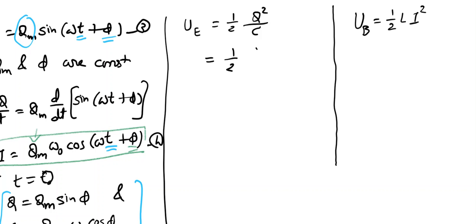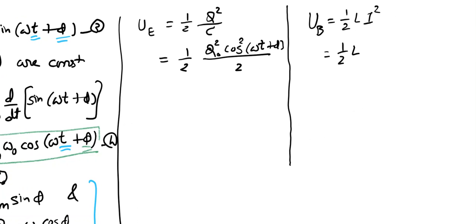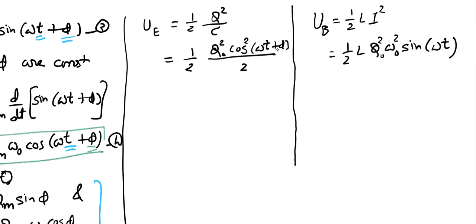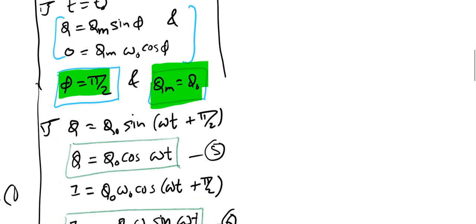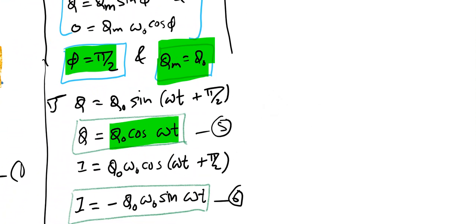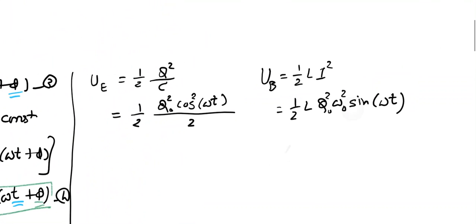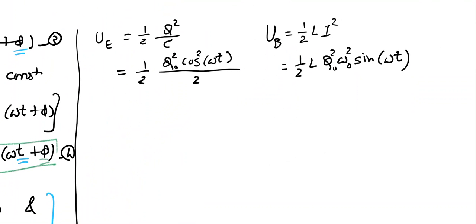So 1 by 2 Q0 square cos square omega t, and this equation becomes half L I square, that is Q0 square omega 0 square sine square omega t. Sorry, here also I should not mention phi because we are considering cos only. Let me confirm it. See, the equation of charge is q0 cos, the equation of current is q0 omega 0 sine, so that is what I have considered here, and I square is taken, so no negative sign. So this is the energy of the charged capacitor.